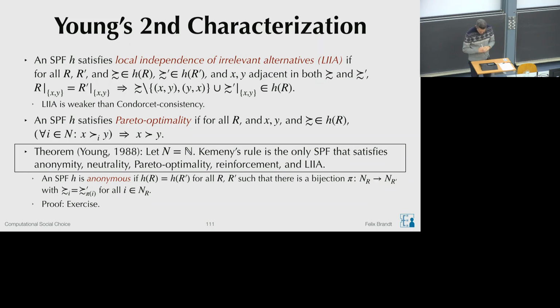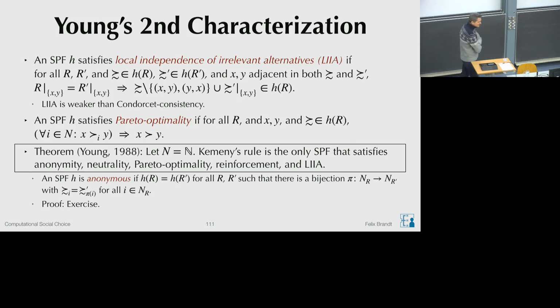Some additional things that I would like to mention at this point: if you take all of these axioms from the second characterization of Young and you just drop LIIA, then there's a function that satisfies all of these axioms except LIIA, and that is a function that is different from Kemeny's rule.